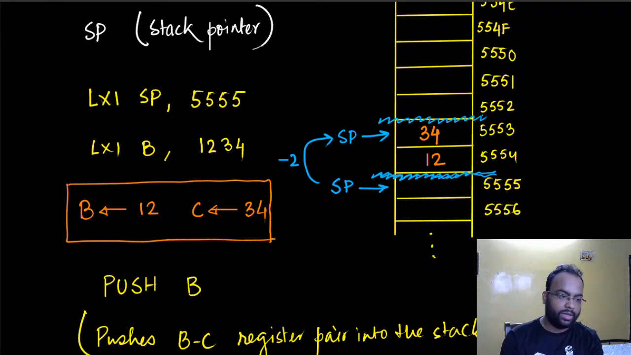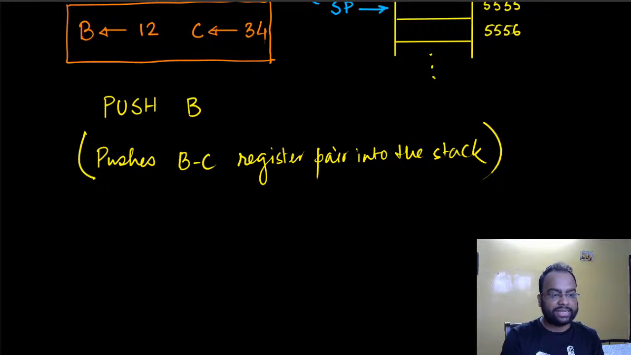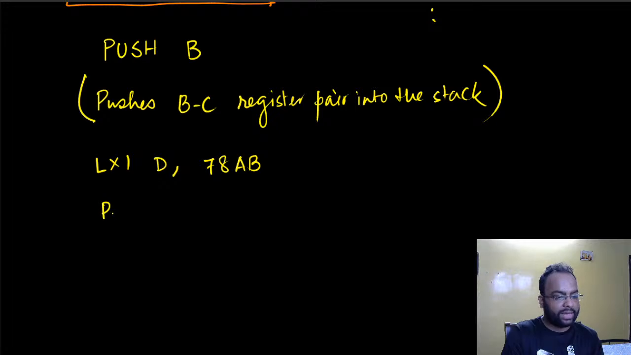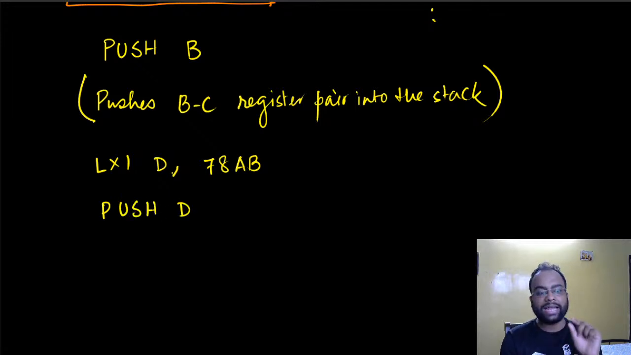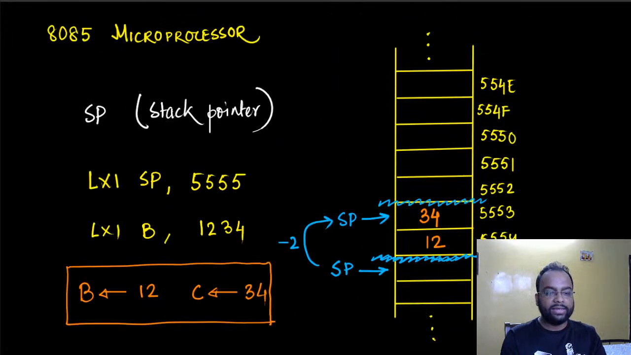All right, so with that said, let's set some other registers. Let's say LXI D, 78AB. So DE register pair has got a value of 78AB. If I now do push D, the value from the DE register pair gets pushed into the stack. So again, this is now the bottom of the stack, rather also sometimes called the head of the stack. This is pointing to the head of the stack, but currently this is the bottom of the bucket, right?